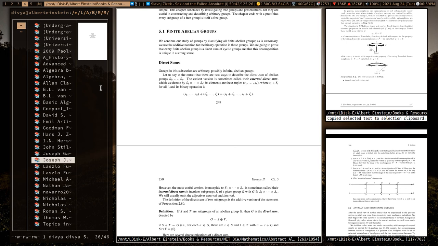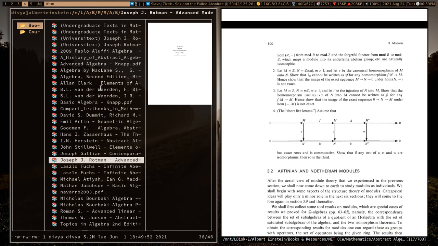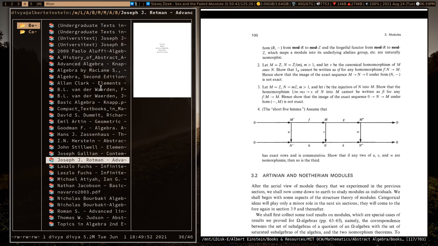All right, once again, drinking from a fire hose. It's a lot of stuff every day. Yeah, but we've developed a taste, right? We're trying different desserts. This is Hungerford, we're going to Rotman again. We'll get to Atiyah soon, so different fire hoses.